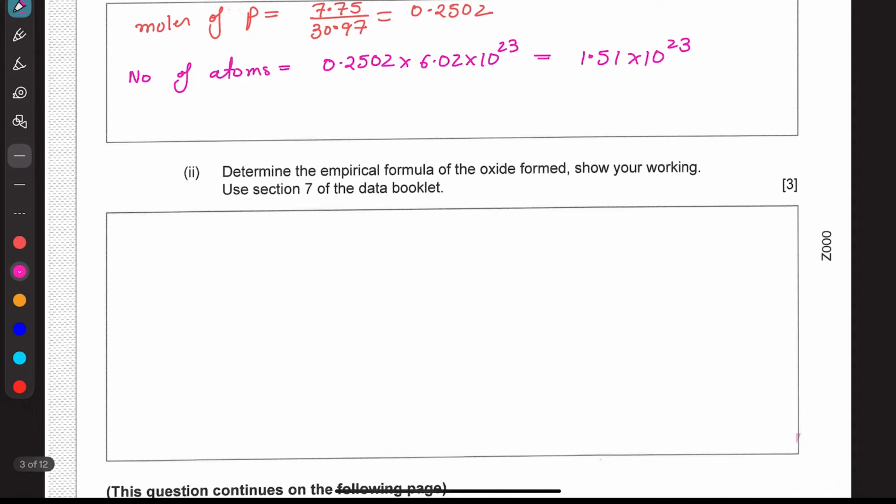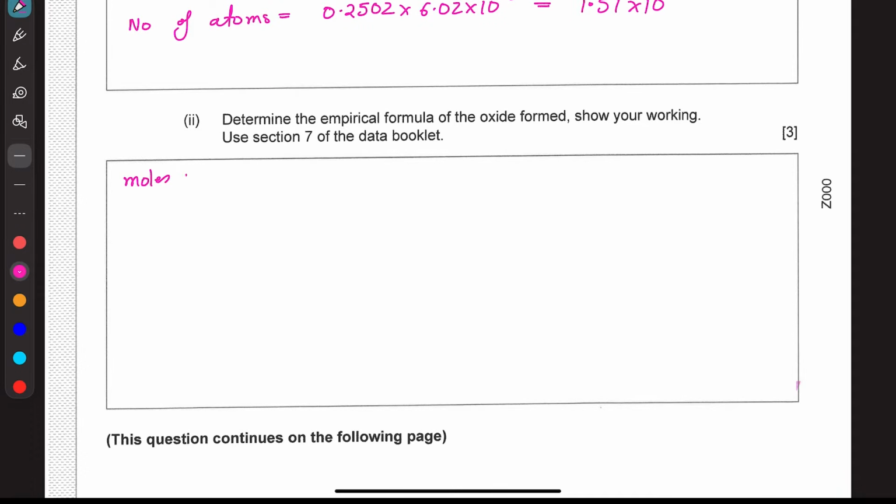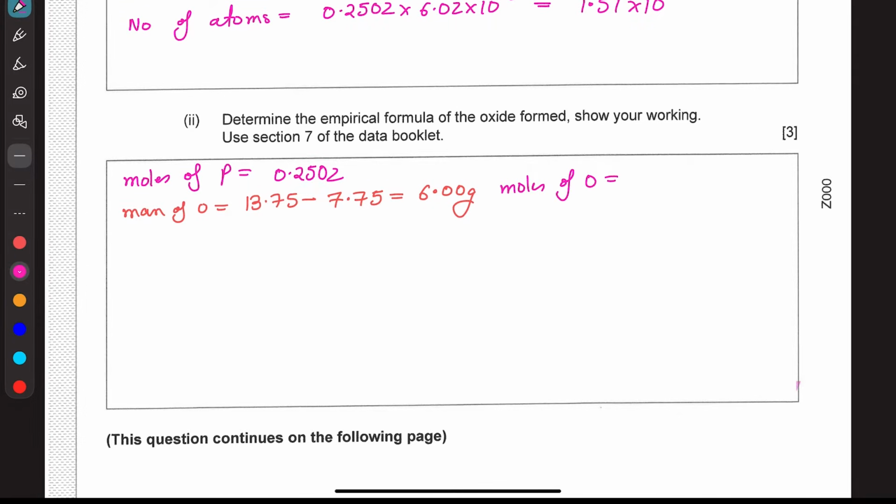Next, you have to determine the empirical formula of the oxide formed, showing our working, using section 7 again, the periodic table. It's an oxide. Moles of phosphorus you have already found: 0.2502. You have to find the mass and moles of oxygen. Mass of oxygen will be 13.75 minus the mass of phosphorus, which is 7.75. So we have 6.00 grams of oxygen. To find the moles of oxygen, it's 6 divided by the molar mass of oxygen, which is 16. So it gives 0.375 moles of oxygen. Then you have to take the simplest whole number ratio between moles of phosphorus and moles of oxygen.